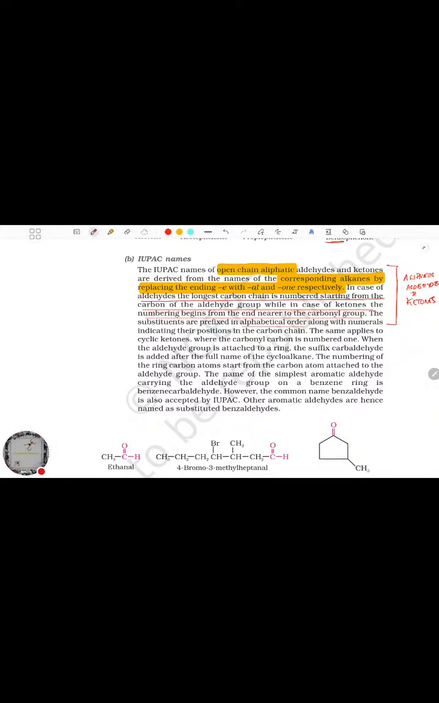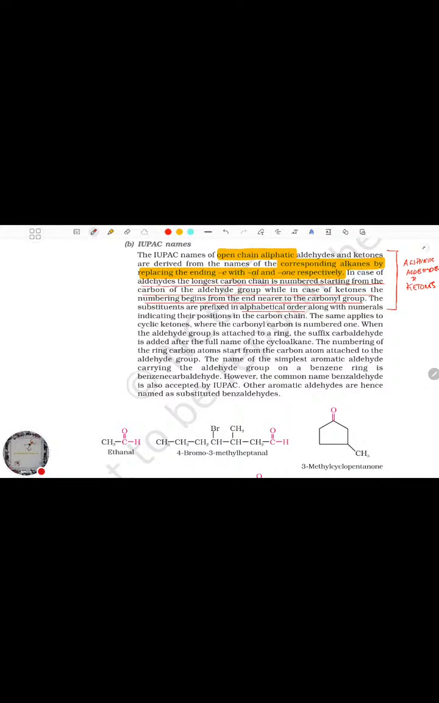The same applies to cyclic ketones where the carbonyl carbon is numbered 1. The aldehydic group is attached to a ring. The suffix carbaldehyde is added after the full name of the cycloalkane. Okay, so the numbering of the ring carbon starts from the carbon atom attached to the aldehydic group. The name of the simplest aromatic aldehyde carrying an aldehydic group on a benzene ring is benzene carbaldehyde. However, the common name benzaldehyde is also accepted by the IUPAC nomenclature system. Other aromatic aldehydes are hence named as substituted benzaldehydes.